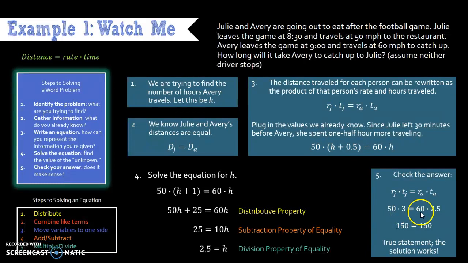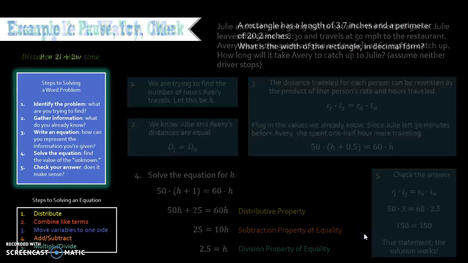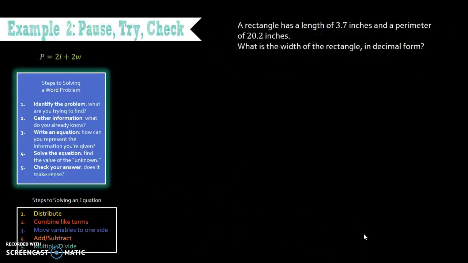Avery went 60 miles per hour for 2.5 hours. Must be a really good restaurant. They're willing to travel that far just to go out to eat. Since we get a true statement, we know that our solution does work. Let's try one that's a little bit more simple. Go ahead and pause and try this one using the steps over here on the left. I also have the equation up here that you will need to solve this one.